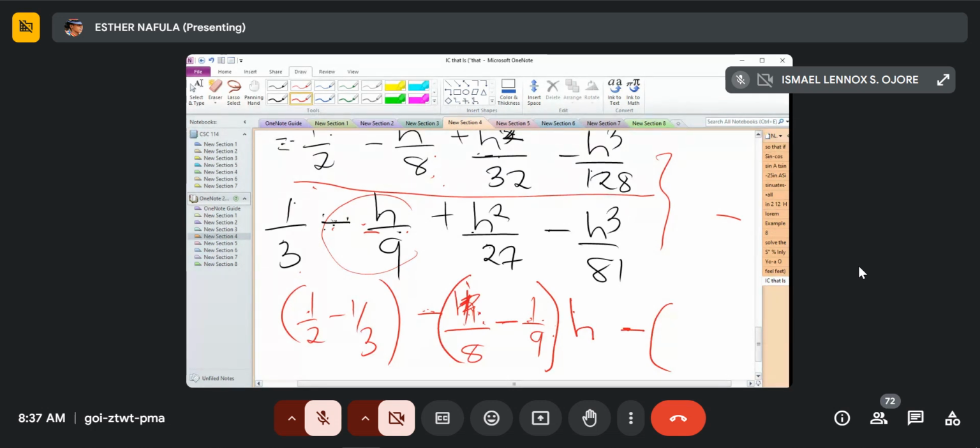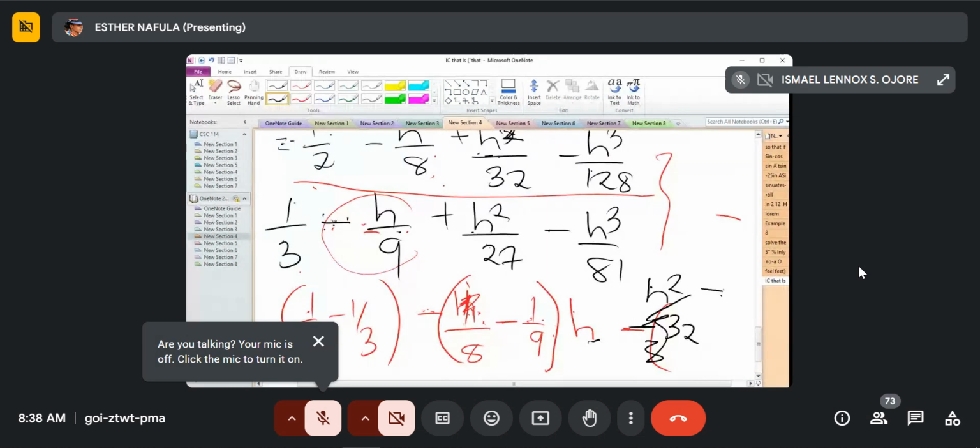That's where I got lost. So, okay, let's just write it down. Oh yeah, you are having an issue with the third term, you remember, so we are having h squared over 32 minus h squared over 27.